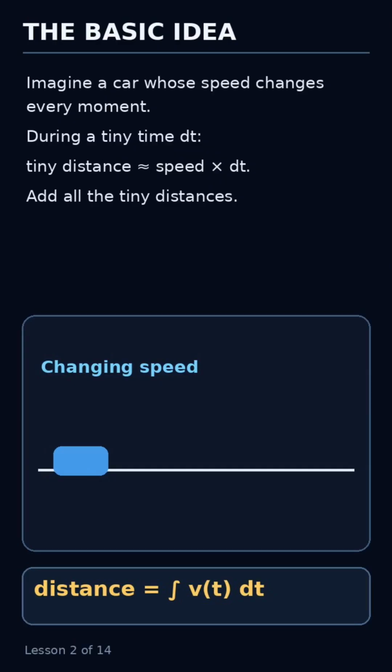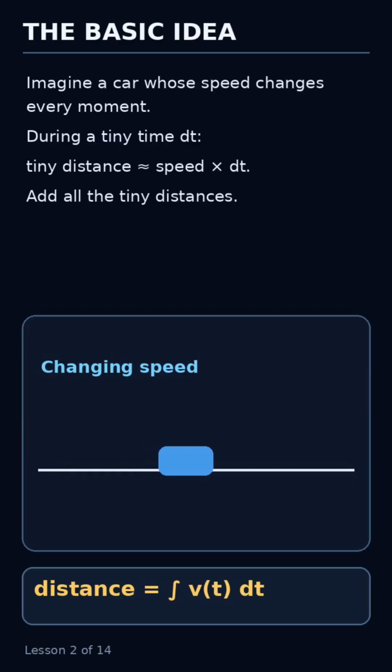Imagine a car traveling along a road. The speed of the car is not constant. At one moment, it may be traveling at 40 km per hour. A little later, it may be traveling at 50 km per hour. Then 60, then perhaps 45. The speed keeps changing. Now, suppose I ask you, how far did the car travel during this entire journey?